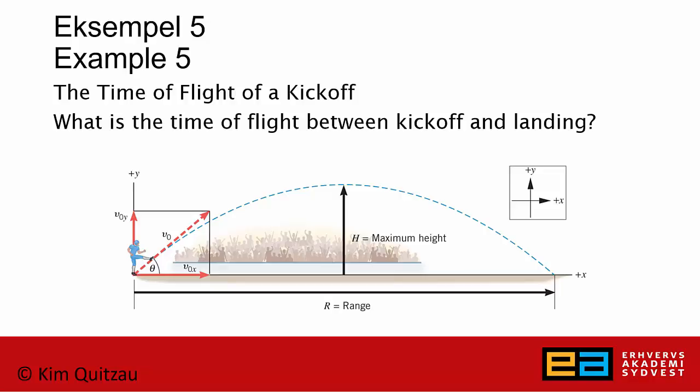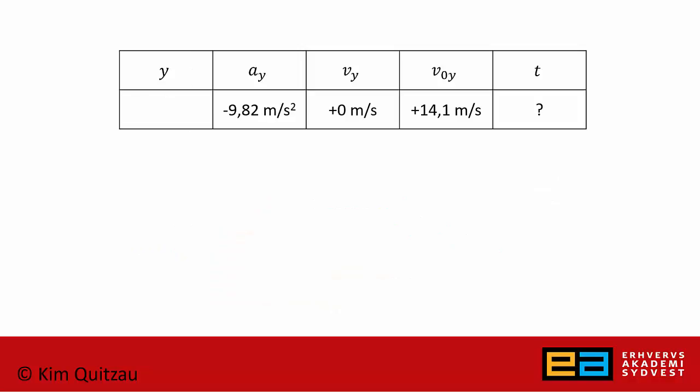Example 5. The time of flight of a kickoff. What's the time of flight between kickoff and landing? I have my values. Now I want to calculate the time. I have chosen this one, and I have to isolate t. So I move my initial velocity to the other side, and my acceleration gives me this equation. Put in some numbers.